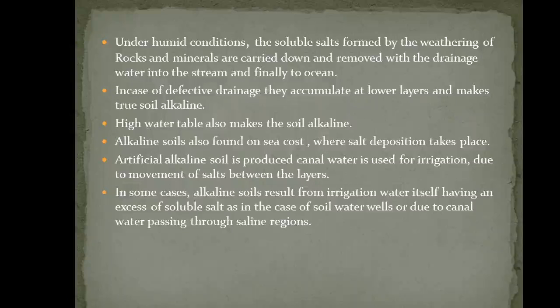In some cases, alkaline soil results from irrigation water itself having an excess of soluble salt, as in the case of well water, or due to the canal water passing through a saline region.